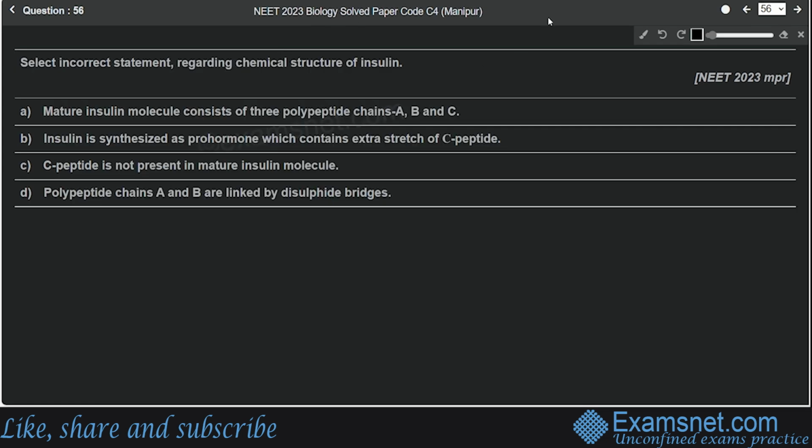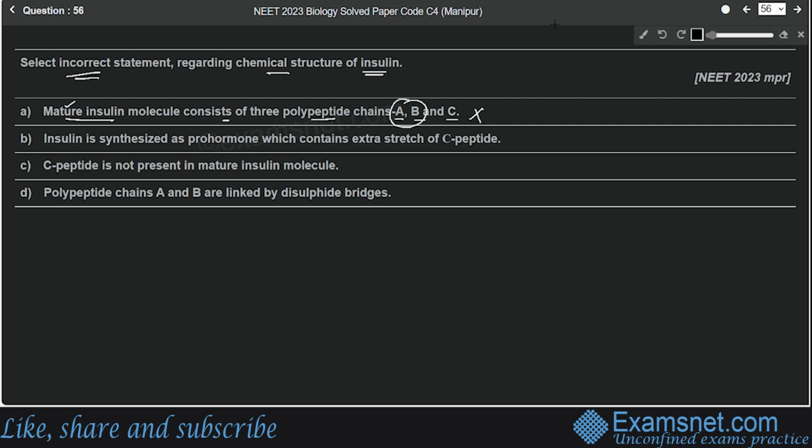Question number 56 is from the chapter Biotechnology and its applications, and the question is: select the incorrect statement regarding the chemical structure of insulin. Okay. First statement says mature insulin molecule consists of three polypeptide chains, chain A, B and C. This is incorrect, okay, because the mature insulin molecule consists of only two polypeptide chains, that are chain A and B. Okay. C is an extra chain that is later on removed.